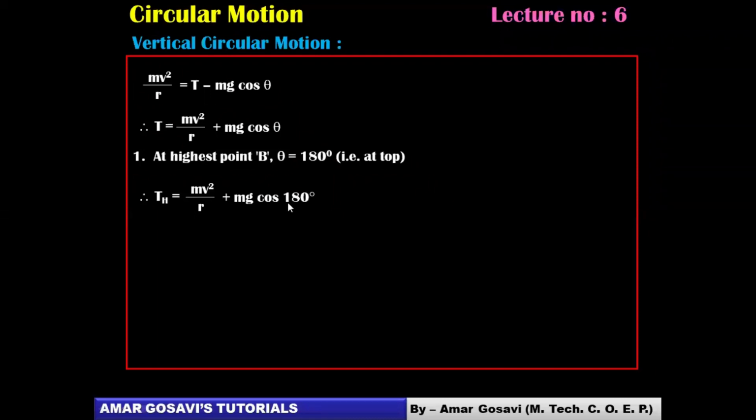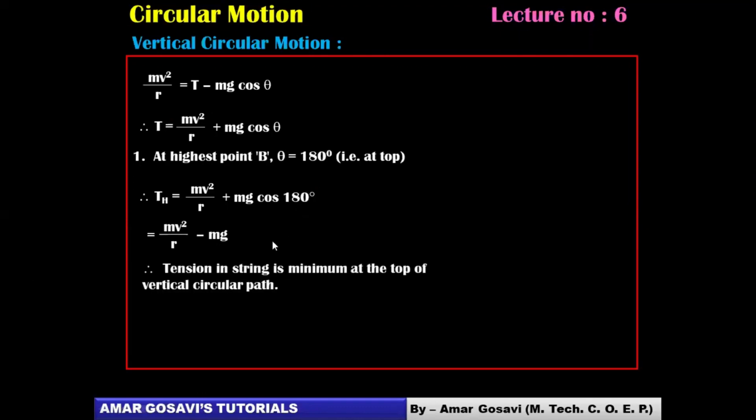Instead of theta, I am substituting 180, and we all know the value of cos 180. It's minus 1. Therefore, this equation will further become mv square by r minus mg, because cos 180 is minus 1. So you can see at the top, the tension in the string is minimum.